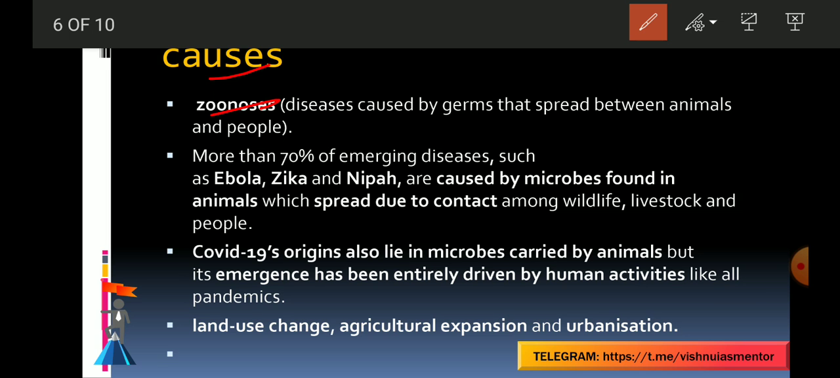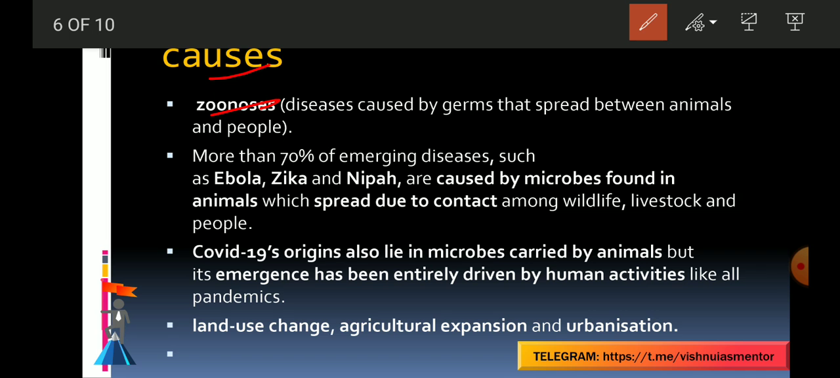What is zoonosis? That is diseases caused by germs that spread between animals and people. Okay, if some disease is caused by germs, and those germs spread from animals to humans, then we call it zoonosis.